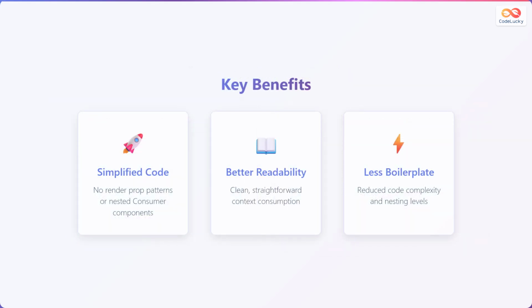The useContext hook offers several key benefits. Firstly, it simplifies code by eliminating render prop patterns or nested consumer components. Secondly, it enhances readability with clean, straightforward context consumption. Thirdly, it reduces boilerplate, leading to less code complexity and nesting levels.